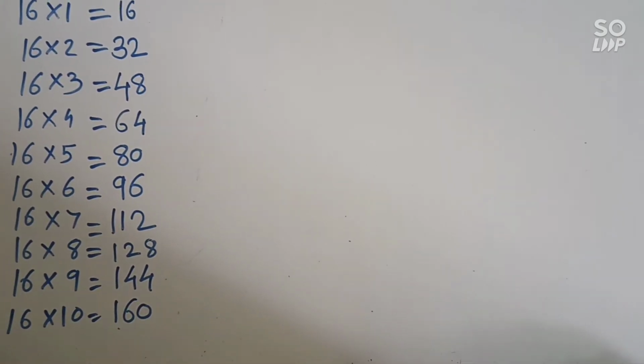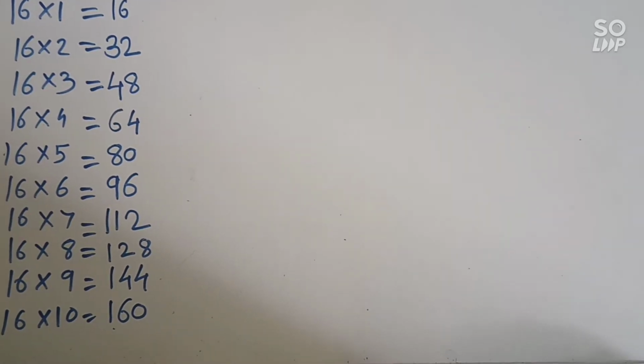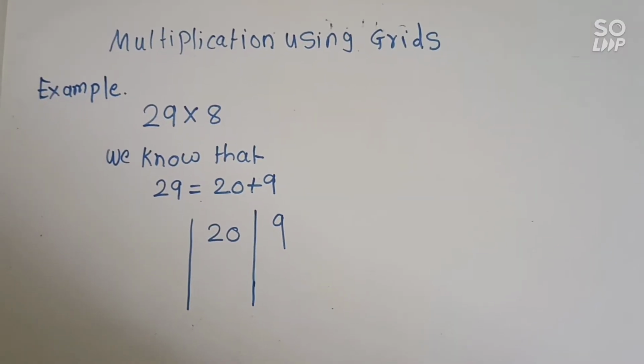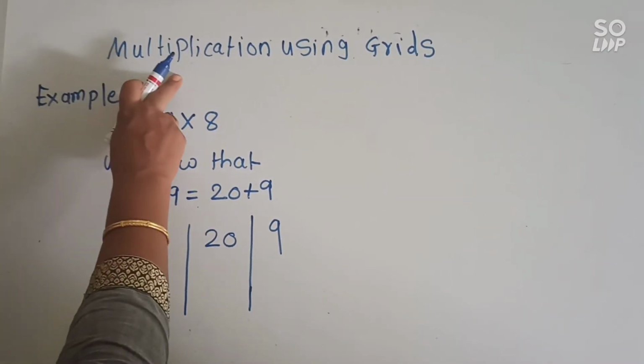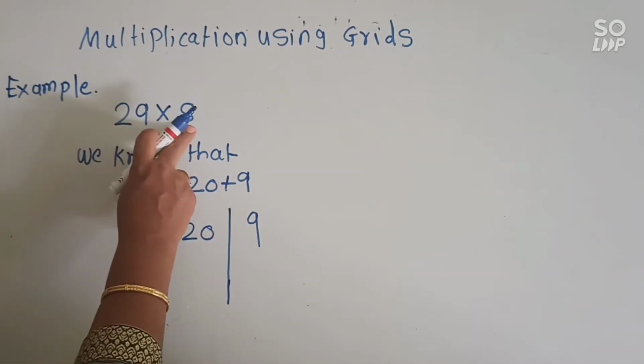Okay, now we will see the multiplication grid. Okay, multiplication using grids. See here, now we will see multiplication using grids. Example, 29 multiplied by 8.